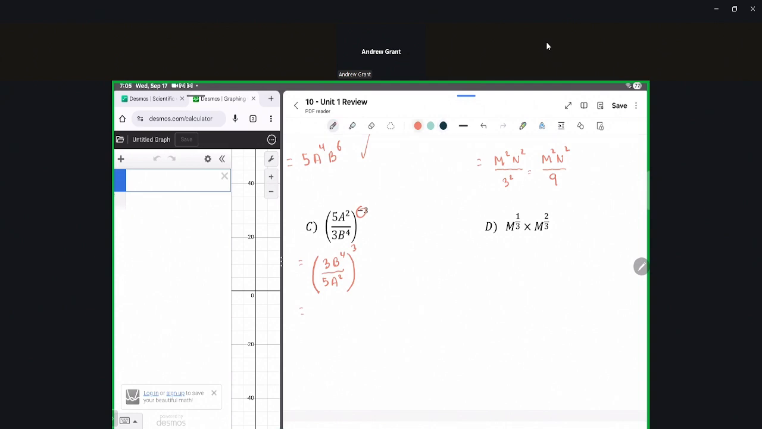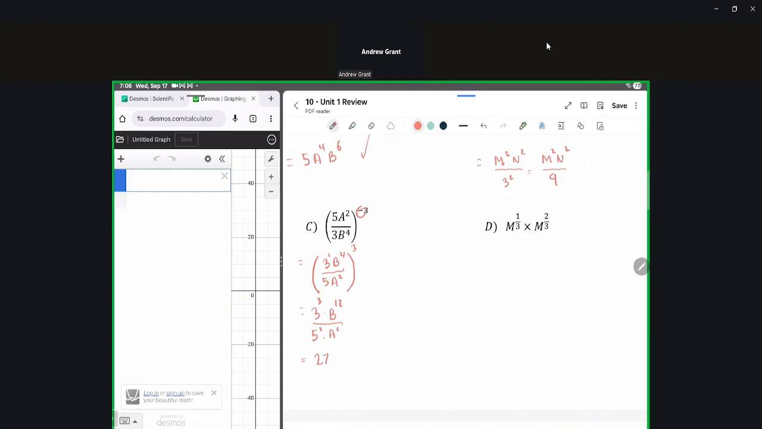So just remember that when you apply it to a constant, the constants have a power of 1. So if you have 3 to the power of 1, it becomes 3 to the power of 1 times 3. So this will be 3 to the power of 3 multiplied by b to the power of 4 times 3 is 12, divided by 5 to the power of 3 multiplied by a to the power of 2 to the power of 3, which is the same thing as 2 times a to the power of 2 times 3, which will be 6. Okay, 3 to the power of 3 is going to be 27.